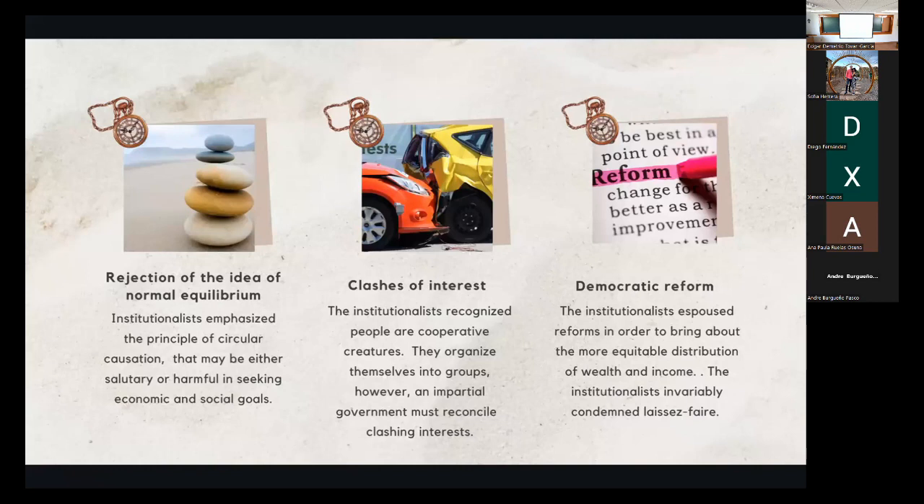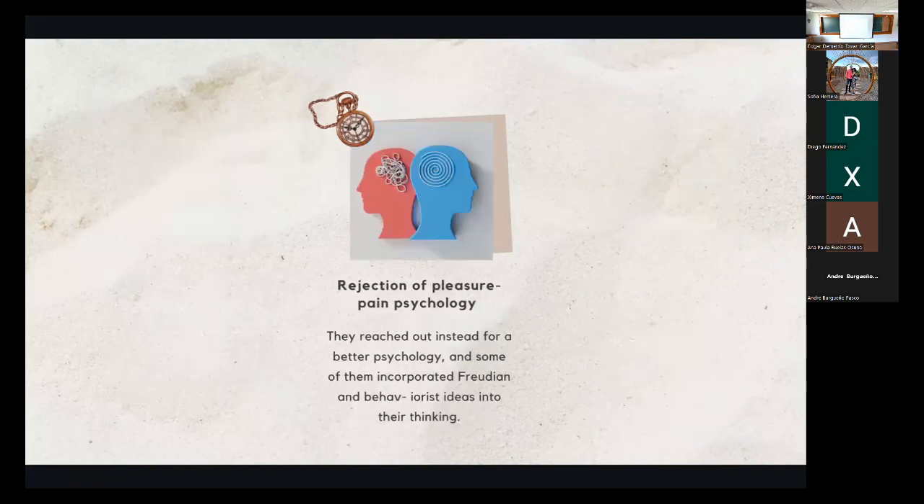Then we have the democratic reform, and it's practically the same. The Institutionalists wanted a reform to equilibrate the distribution of wealth and income. They were not in favor of laissez-faire. Next, please. And lastly, the rejection of pleasure-pain psychology. They reached out for a better psychology, and some of them incorporated behaviorist ideas into their thinking.